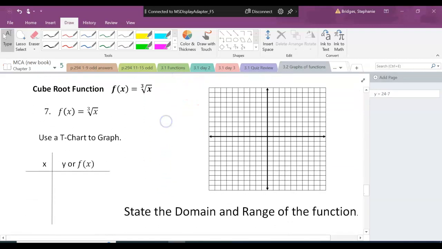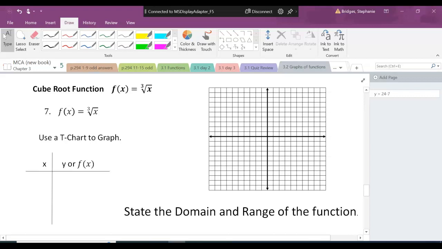Ooh, cube root. We're going to have to be careful about what numbers we choose here as well. Can we do negative cubes though? Yes. So we can think about our negative values. We just can't choose random numbers. We have to choose some cubes.